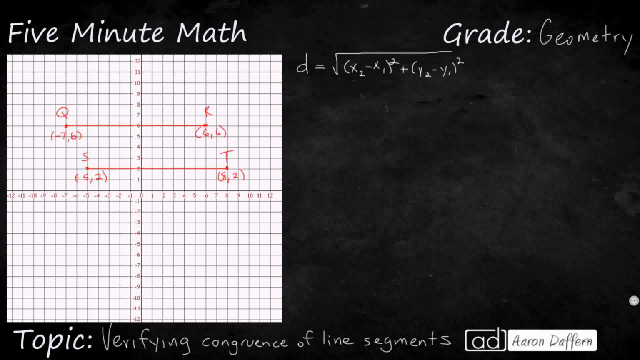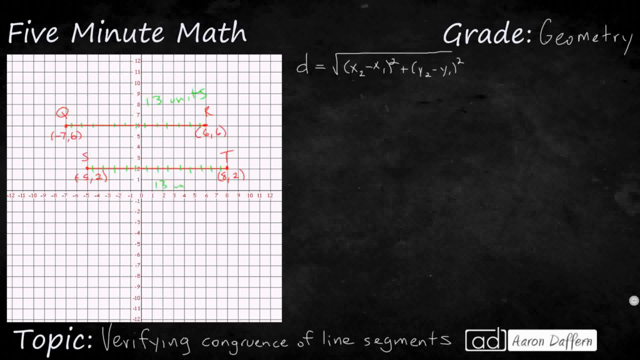So if I want to look at line QR, I can see 1, 2, 3, 4, 5, 6, 7, 8, 9, 10, 11, 12, 13 units. And then if I wanted to look at line ST, 1, 2, 3, 4, 5, 6, 7, 8, 9, 10, 11, 12, 13. 13 units.